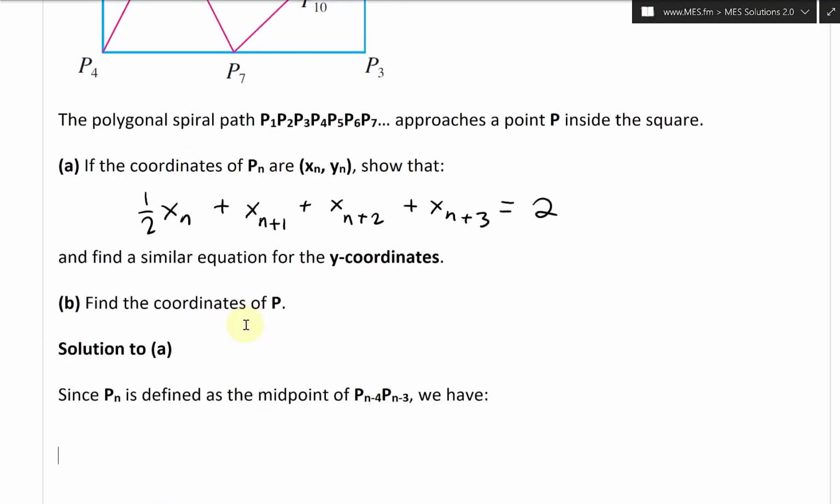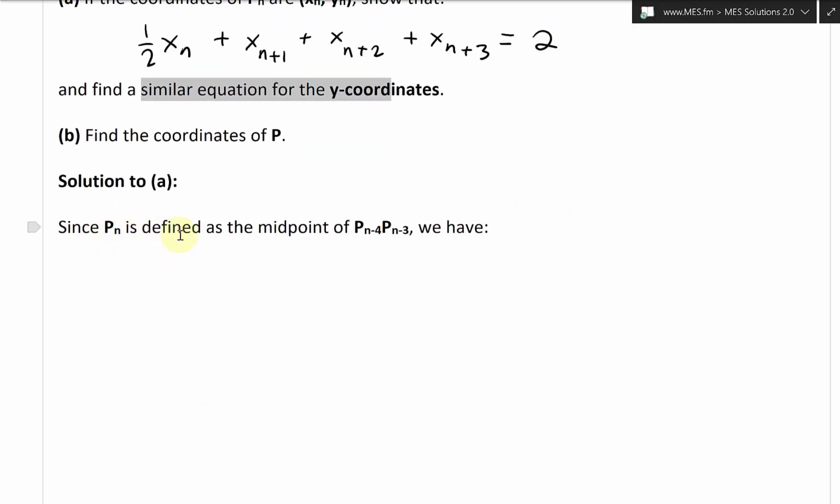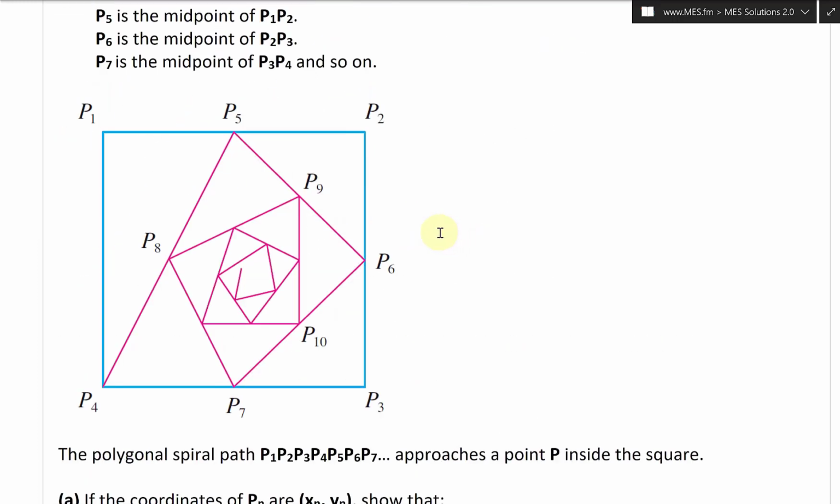All right, so let's continue on to the solution. Solution to part A. Part A says if the coordinates of Pn are xn, yn, show that 1/2 (xn + x(n+1) + x(n+2) + x(n+3)) is equal to 2, and also find a similar equation for the y coordinates. Since Pn is defined as the midpoint of P(n-4) and P(n-3), or that line right there, notice here.